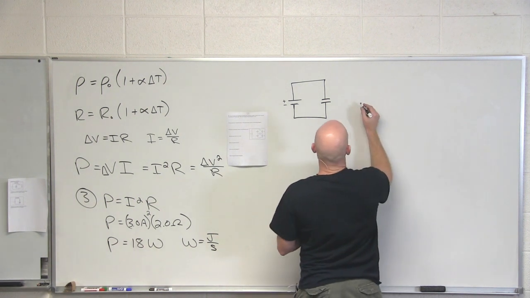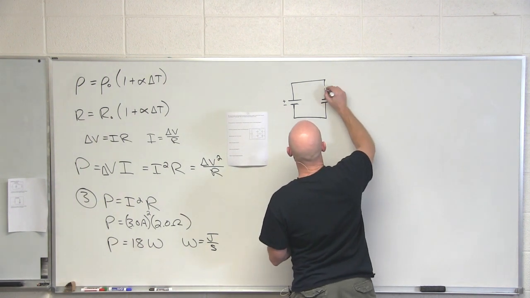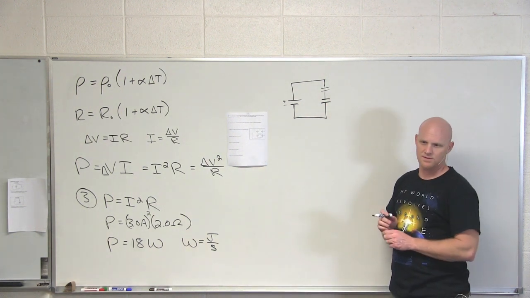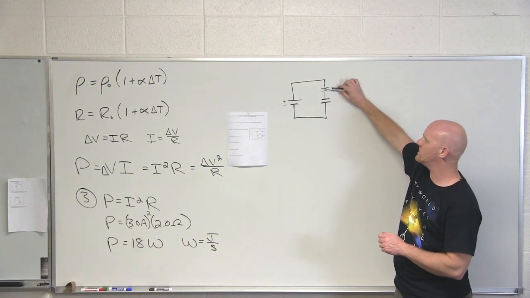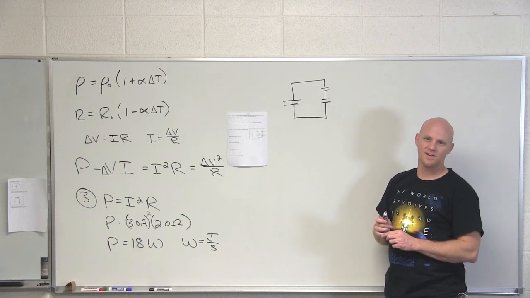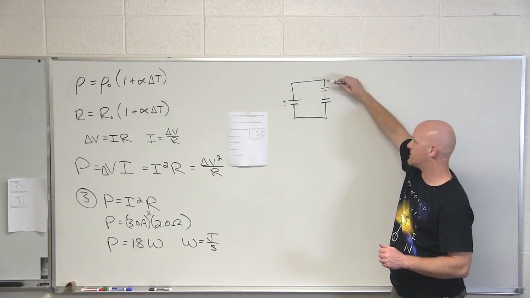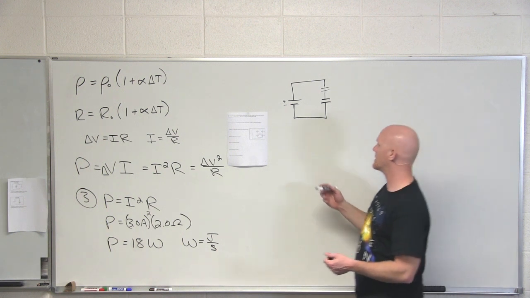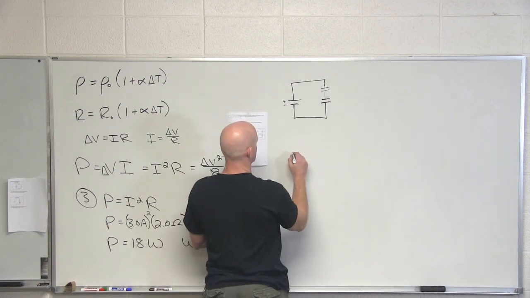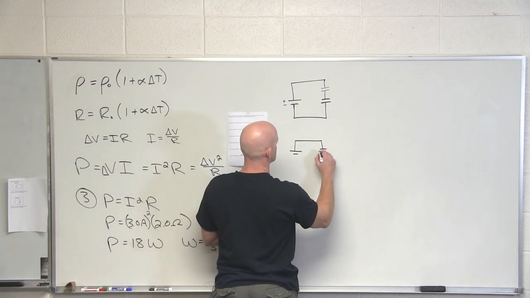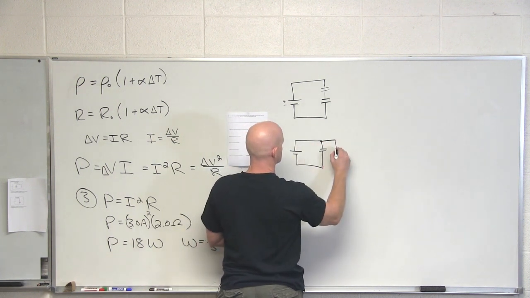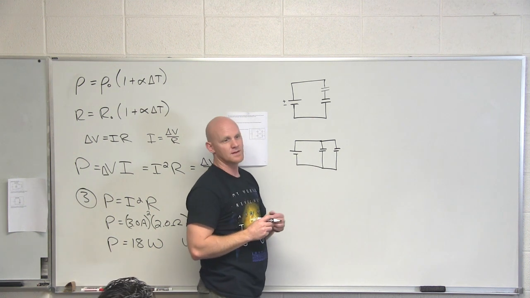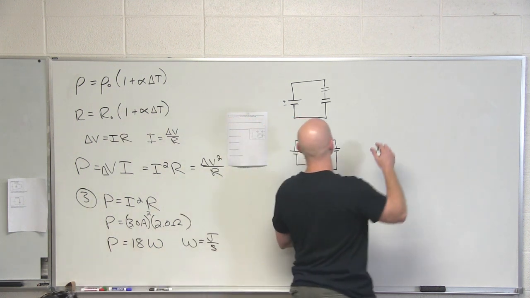Cool. Now, if I put another capacitor in this circuit, how are these two capacitors related? They're in series. So any current that flows through one has to flow through the other. There's no alternate pathway there. However, how are they related in this circuit? They're in parallel.